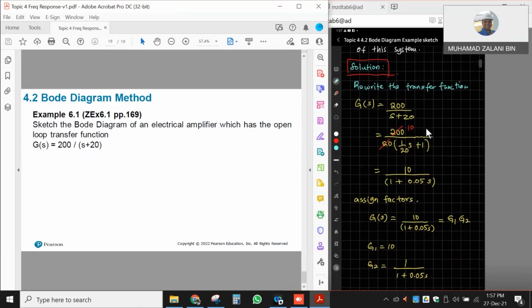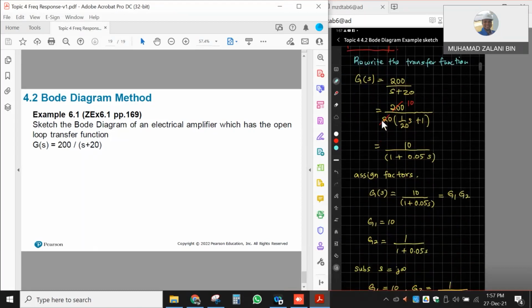Okay, so we rearrange this equation. G(s) equals 200 divided by s plus 20. Let's say we do it like this: put the 20 outside, and then we get 1 over 1 plus s over 20, so that we can cancel it. So the numerator is 10 divided by 1 plus 0.05s. Meaning that this is the first order transfer function of the form 1 over 1 plus sT, right?